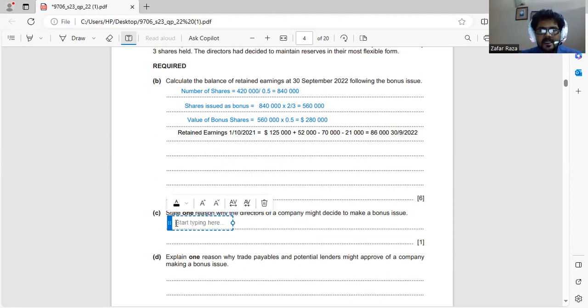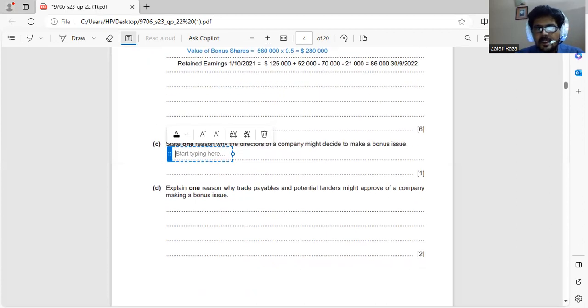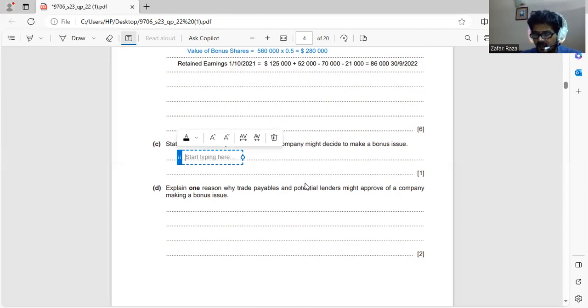State one reason why the directors of a company might decide to make a bonus issue. Actually, when we give our shareholders a bonus issue, we don't need to give them cash. So we can save our liquidity by issuing bonus shares. When I was teaching American accounting, they called it stock dividend. The bonus share was called stock dividend at that time.